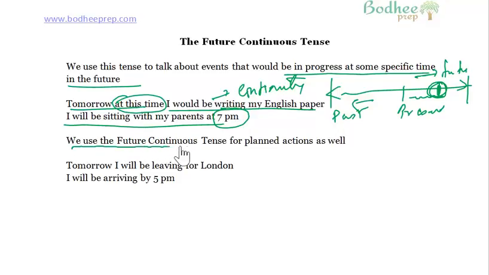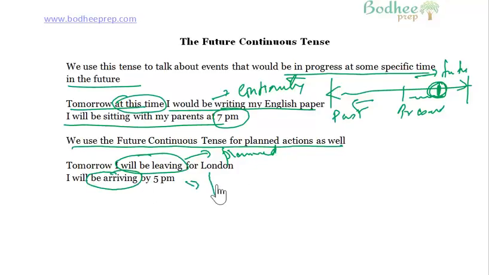We use the future continuous tense for planned actions as well. Many a time when we have some kind of planned action, we use the future continuous tense. Tomorrow I will be leaving for London. So it's a planned action in the future, right? So I will be arriving by 5 p.m. So this is again a planned action, planned kind of event. So again, the future continuous tense is very simple, straightforward, and we will see next the future perfect tense, slightly more complicated than the simple future tense.